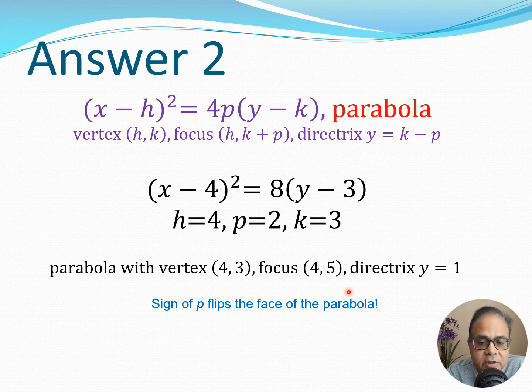Now this means the parabola has a vertex (4, 3), focus (4, 5), and directrix y equal to 1. We are going to check this out graphically. Now an important thing to remember is that the sign of p actually flips the face of the parabola. So here p is positive. I think it was positive in the previous example also, but if you put it negative, then the face of the parabola is going to flip. You can check this out in some example yourself.